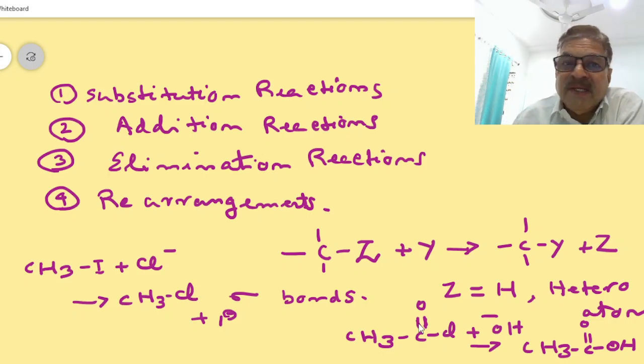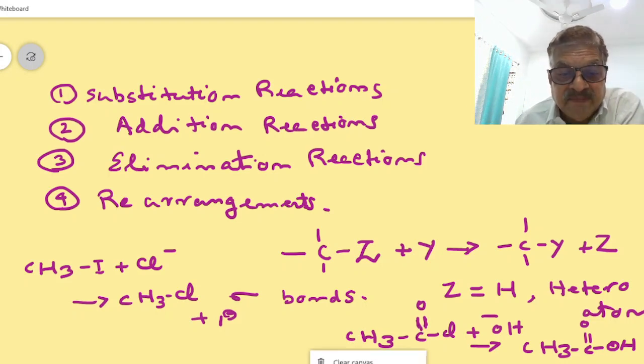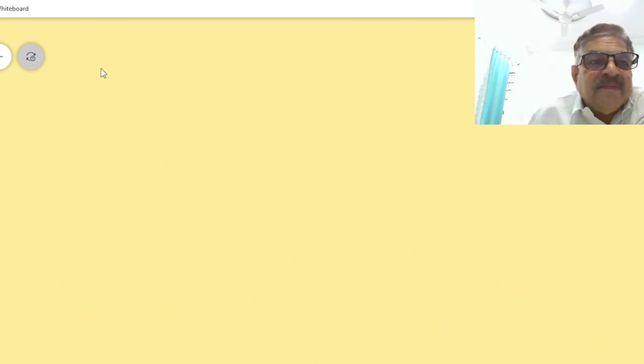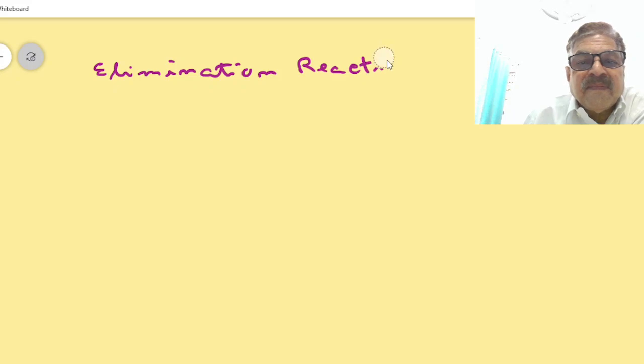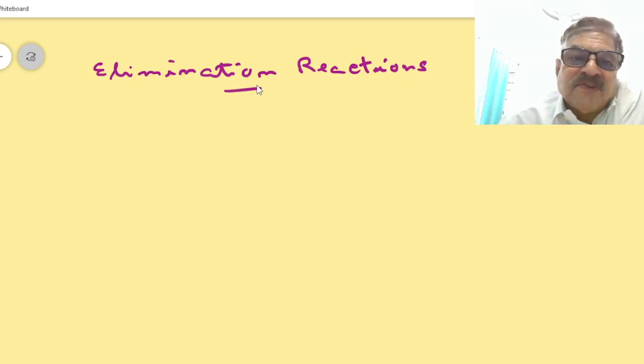Now we have elimination reaction. What is meant by elimination? I will just change this page. I will briefly tell you about elimination. Elimination means something is getting eliminated. That is an elimination reaction in which elements of the starting material are lost, some elements are lost, and a pi bond is formed.